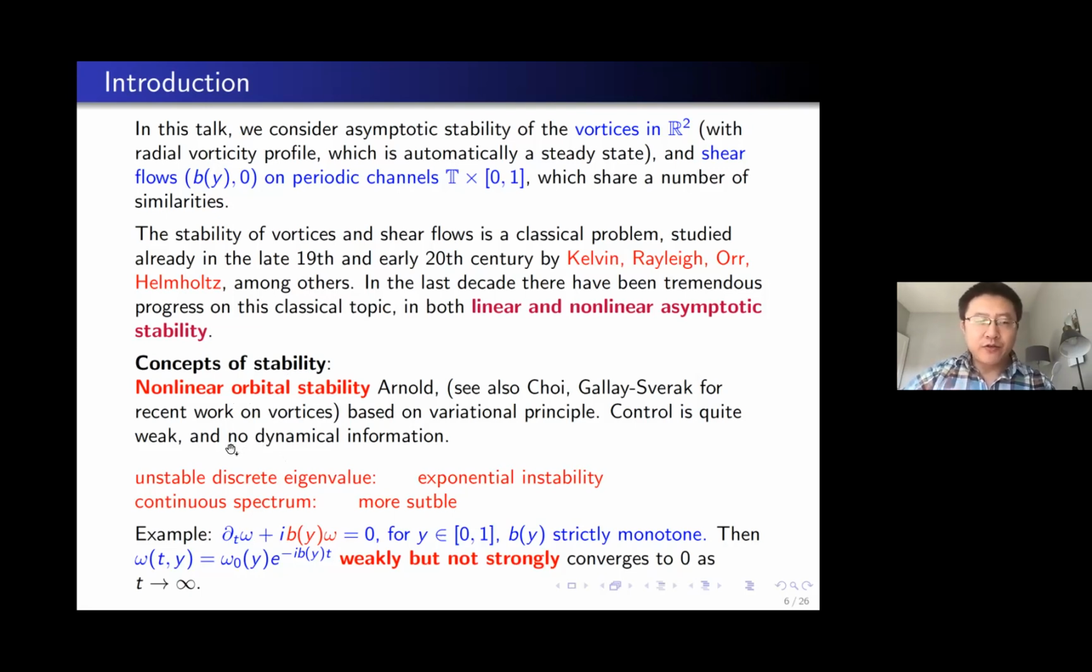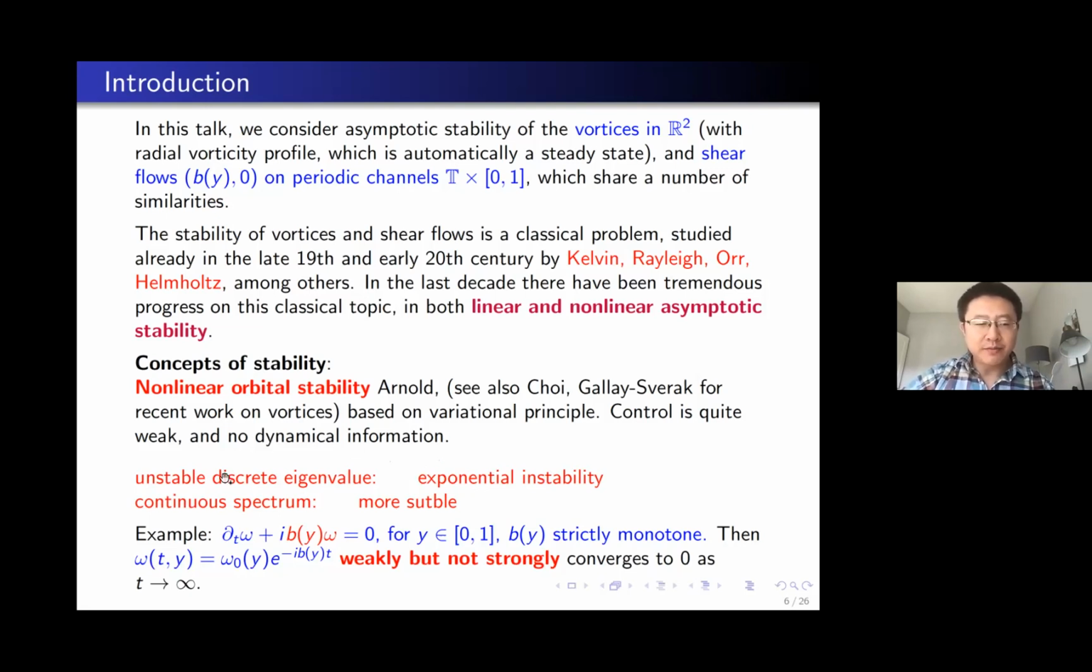If we study stability, then one important thing to start with is the linearized stability. Here we have two kinds of things. Firstly, the so-called unstable discrete eigenvalues. If a discrete eigenvalue corresponds to an unstable situation, then you have exponential instability, right? That's quite bad behavior, so usually we do not consider this. And then there's the behavior corresponding to the continuous spectrum. Here it's more delicate and depends on the situation.